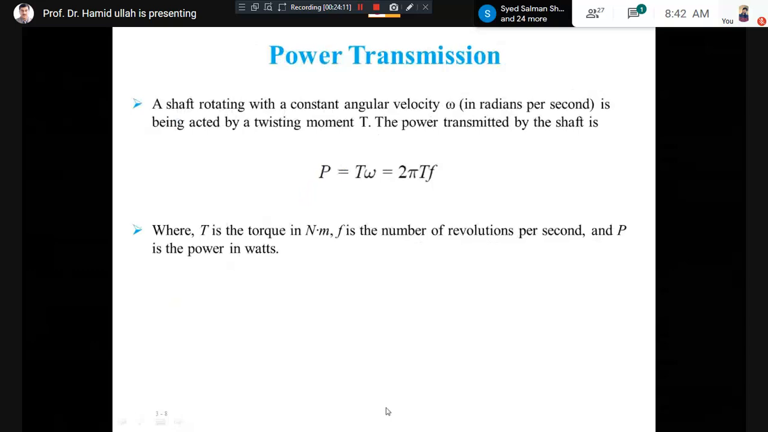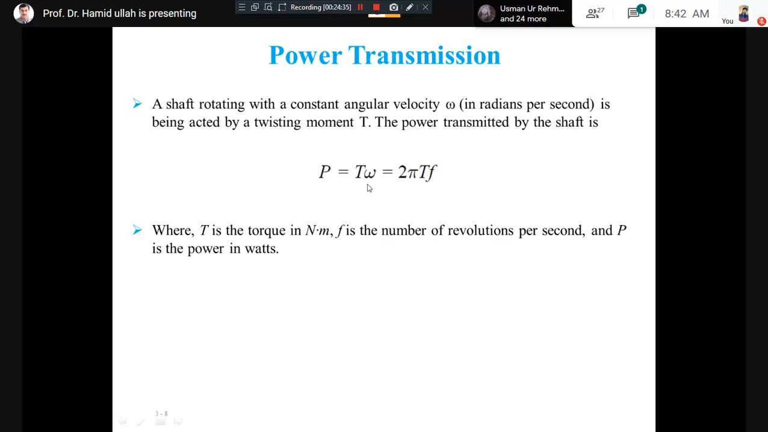Here, basically, we want to know a formula which can give us the magnitude of the power transmitted by the shaft. You can see power transmission. Remember, power equals load times velocity. In this case, what is load? Torsional load. When you apply torsional load to the shaft, the shaft rotates. So omega is the angular velocity of the shaft. Power equals T multiplied by angular velocity. This is the simple formula which will give you the power capacity of the shaft.